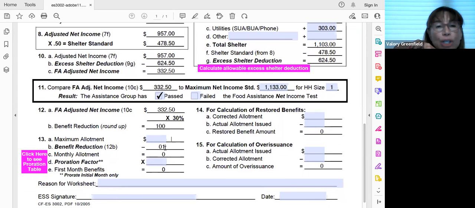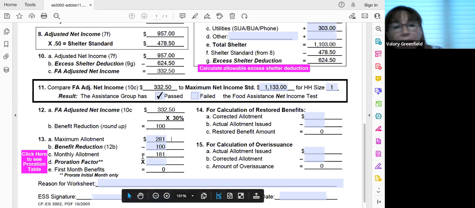And then she's going to have to additionally consult the chart, 100 there, good. And then consult the chart for 13A. The maximum allotment for a household size of 1 is 281. So Cindy's going to put a 281 at 13A. And when she does that, it calculates this lady's monthly allotment at 181, which is a pretty hefty amount of food stamps. And that's what this lady would get.